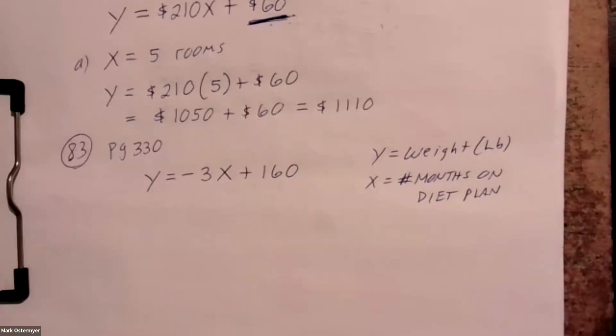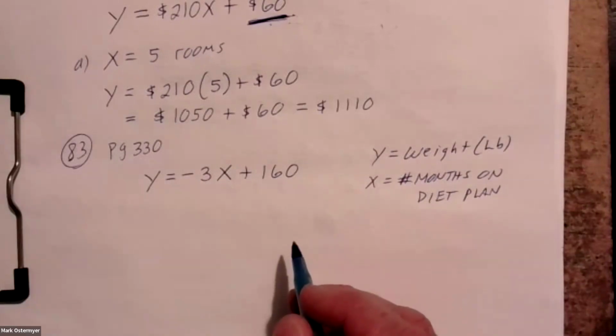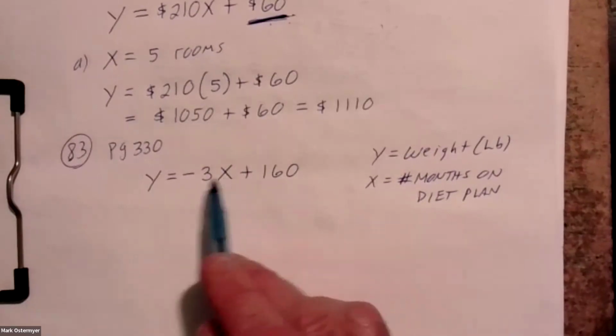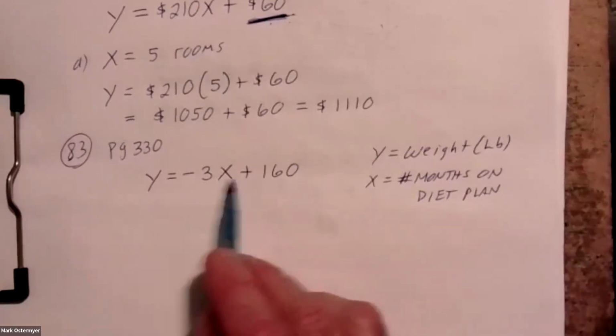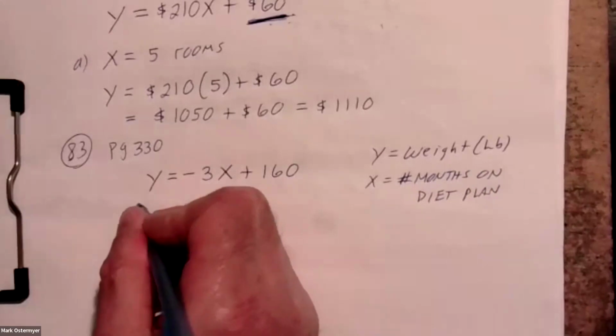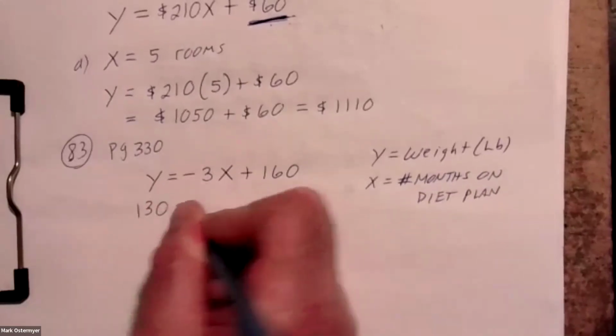All right, now they want us to answer the question. Using that equation, they want to know how many months we must be on this diet plan in order to get down to 130 pounds of weight. So I have a question, ladies and gentlemen. Where do I put 130 pounds? Do I replace the X variable or the Y variable with 130 pounds? Why? Because that's what Y is declared to be, the weight in pounds. So we let Y be 130 pounds.